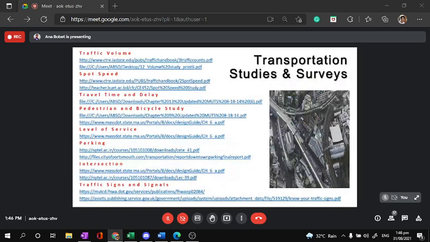So now we are proceeding with different transportation studies and surveys. Last meeting we discussed traffic volume and spot speed, and today we will discuss a little bit of intersection, parking, level of service, and travel time and delay.